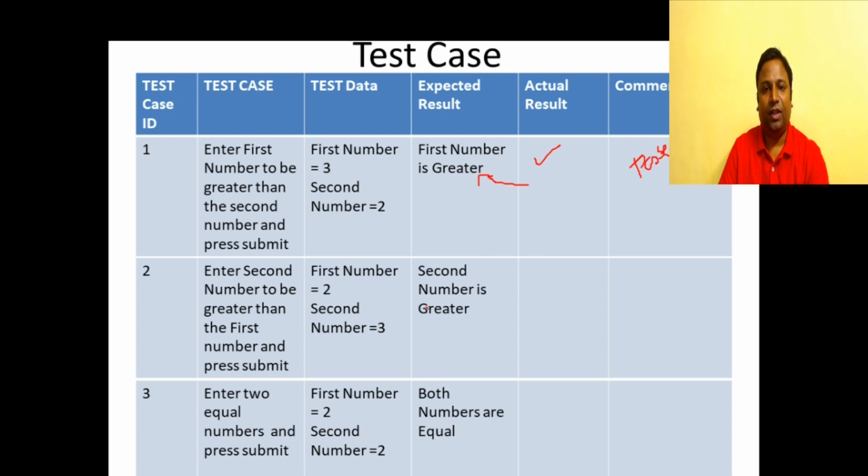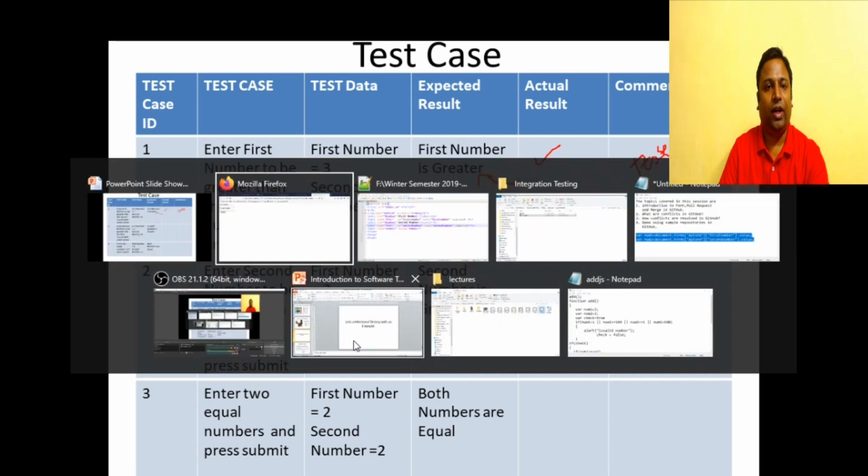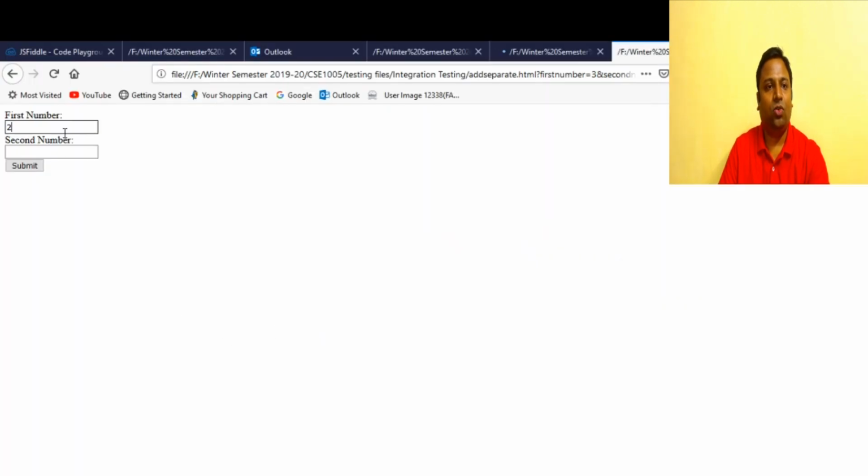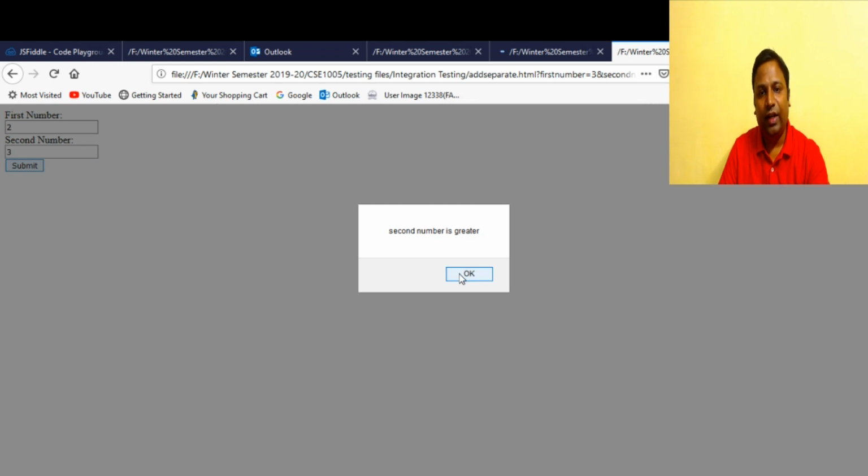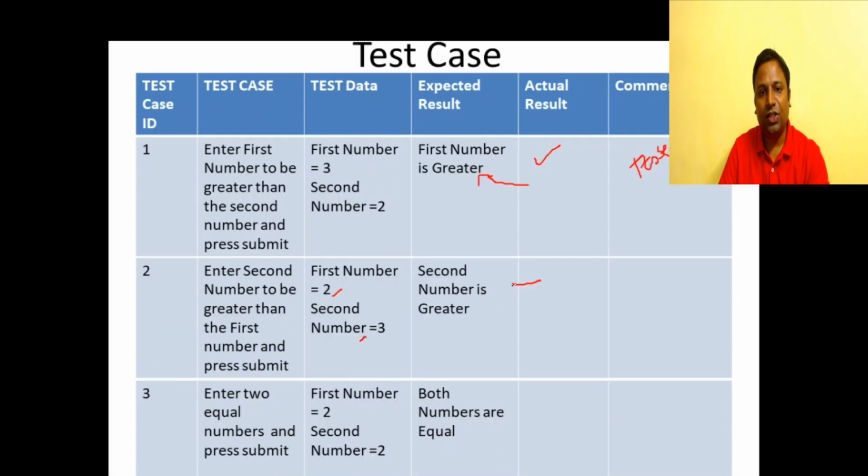And the second test case is about second number to be a greater value. So 2 and 3 we have to enter. So let's enter 2 and 3 and let's submit. Second number is greater. Now the output matches the expected result. So we'll say this is passed. Actually, we should copy that here. Okay, for time constraint, I'm not writing it here.